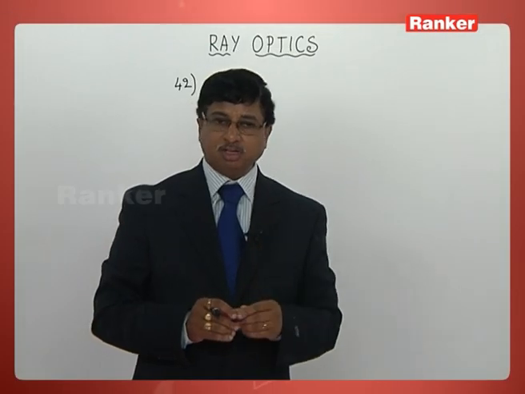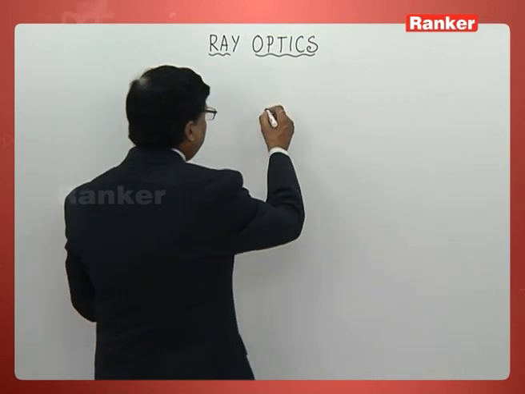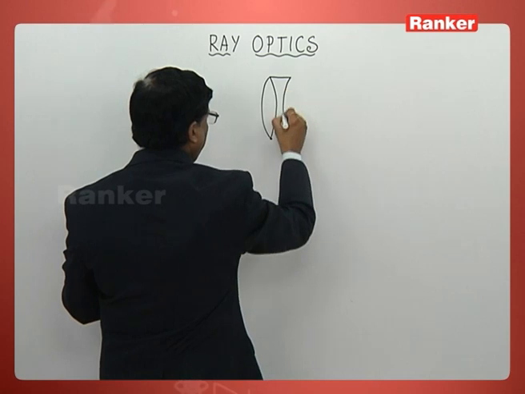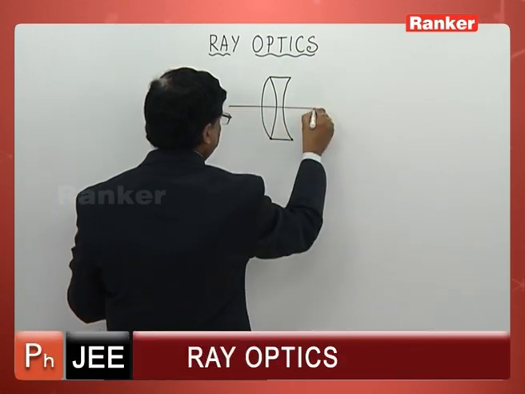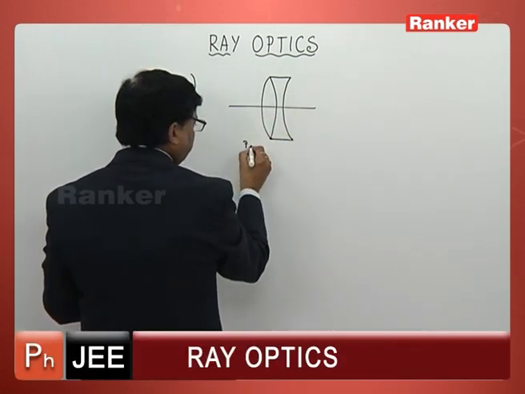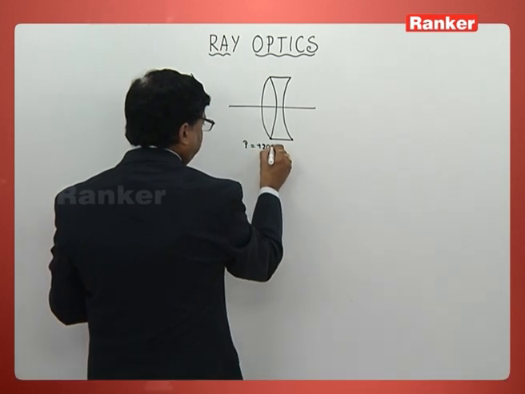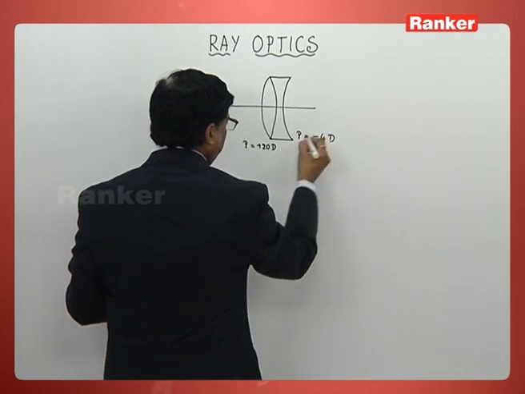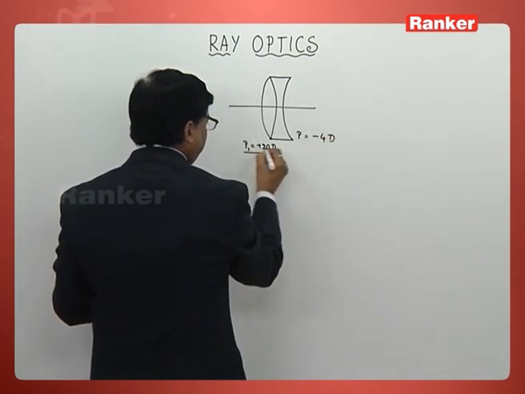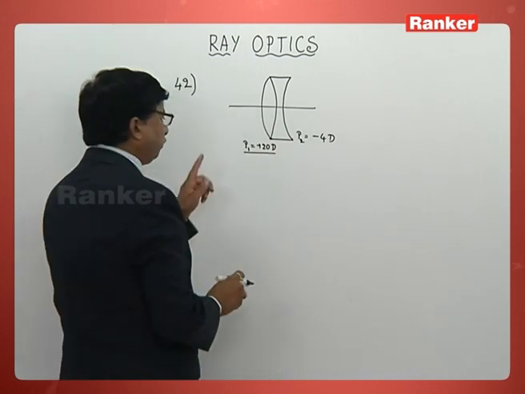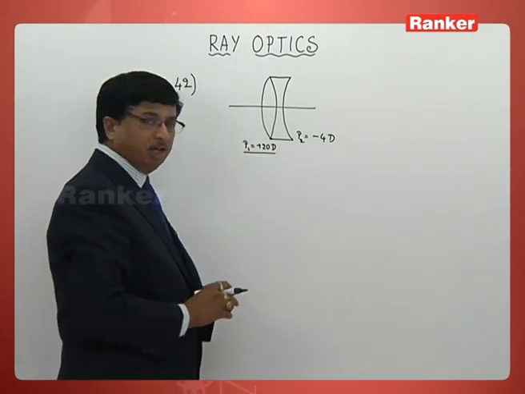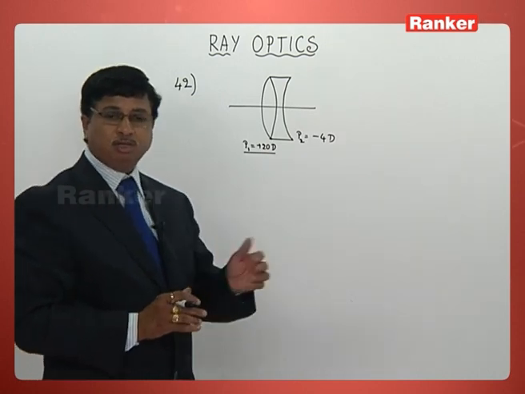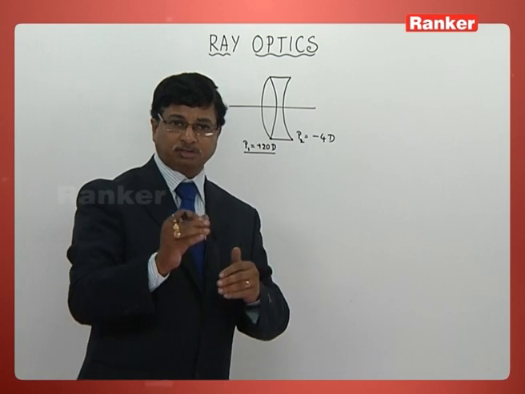So instead of directly using one convex lens there, he is taking a combination of two lenses like this. Of this, the power is plus 20 diopter. Of the second one, the power is minus 4 diopter. So you can understand P1 refers to a convex lens because of its positive value, and P2 refers to a concave lens because of its negative value. Fine. What is he asking?